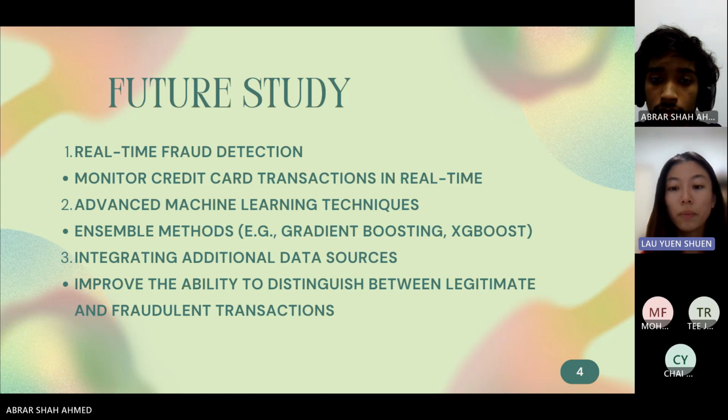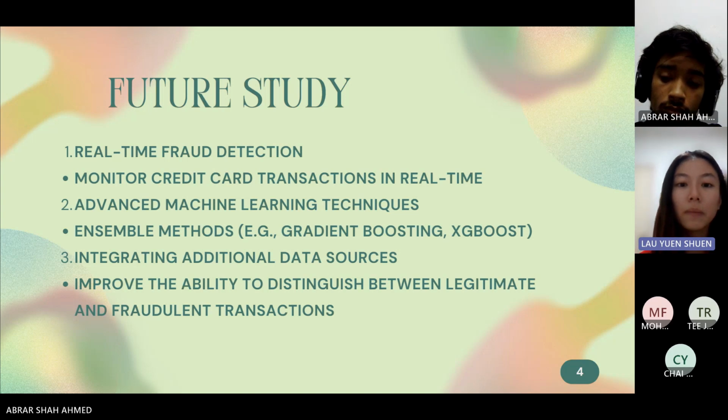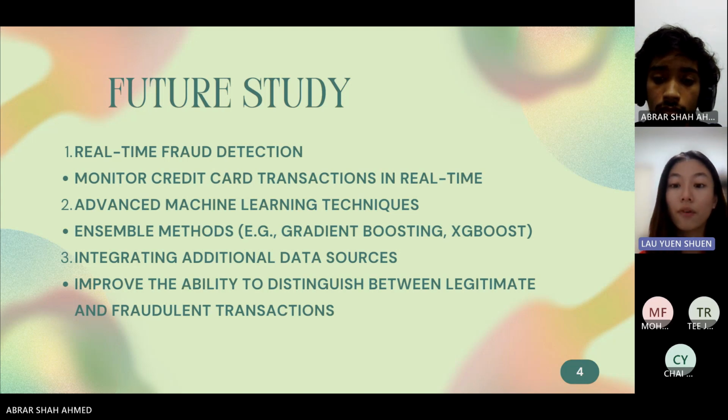So the next will be advanced machine learning techniques. Future studies can explore more advanced machine learning techniques such as gradient boosting or XGBoost, or deep learning approaches like neural networks, to improve the performance of credit card fraud prediction models, as these show promising results in various domains and may provide better accuracy and detection rates for credit card fraud.